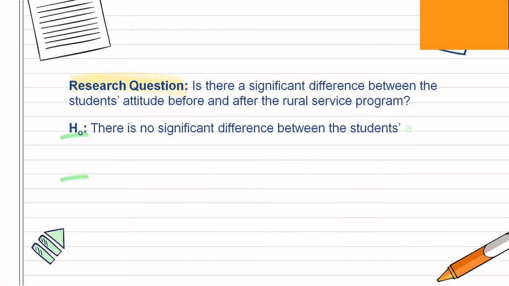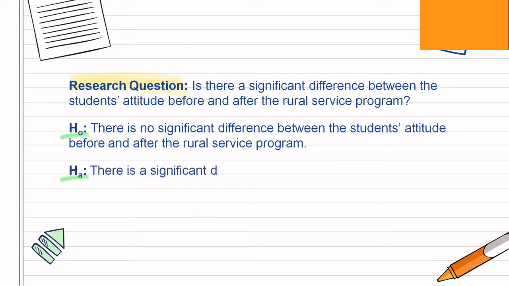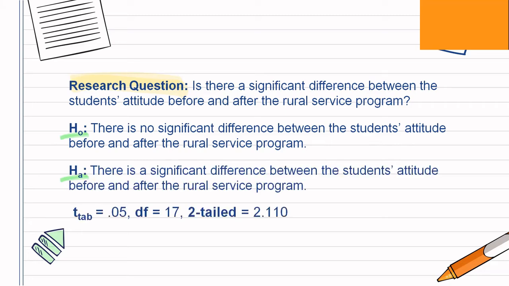So the research question is: is there a significant difference between the students' attitude before and after the rural service program? And the null hypothesis is there is no significant difference between the students' attitude before and after the rural service program, while the research hypothesis is that there is a significant difference between the students' attitude before and after the rural service program.